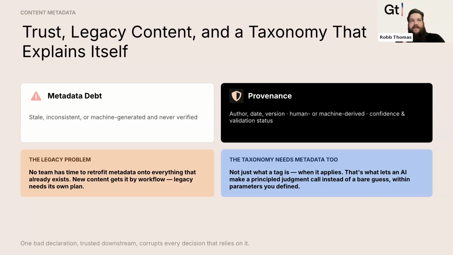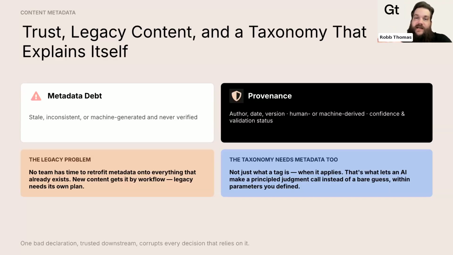It creates what I think of as sort of metadata debt. So we can apply tags to thousands of pieces of content, and nobody verifies them. It doesn't mean that we can trust it. If we had enough subject matter experts available to manually verify every tag, we would have had those subject matter experts perform the tagging in the first place.